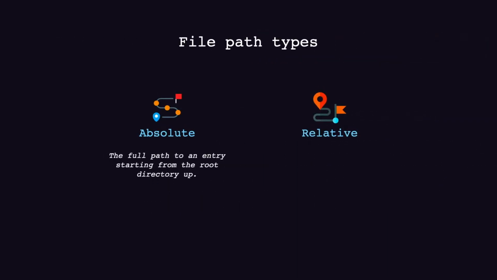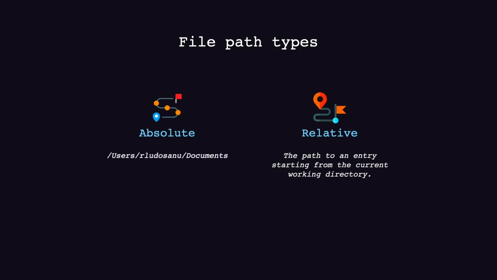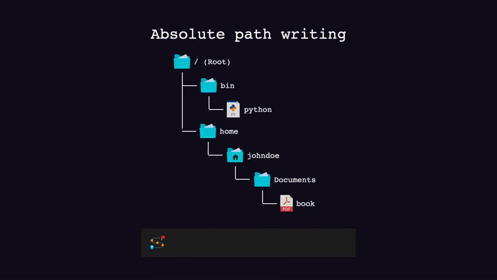An absolute path is the full path to an entry starting from the root directory up, and by contrast, a relative path is the path to an entry starting from the current working directory, the directory in which the user is located. They're quite easy to distinguish, as an absolute path always starts with a slash, whereas a relative path doesn't. As paths can be somewhat confusing at first, we will use the following visual file structure as a base for practicing our path writing skills.